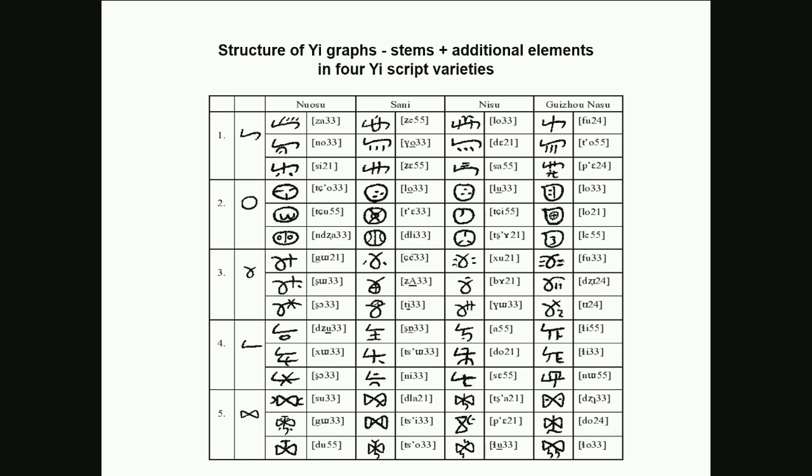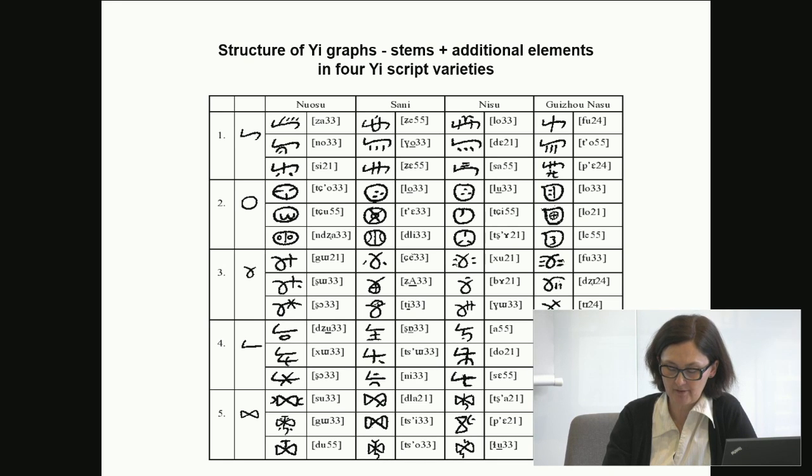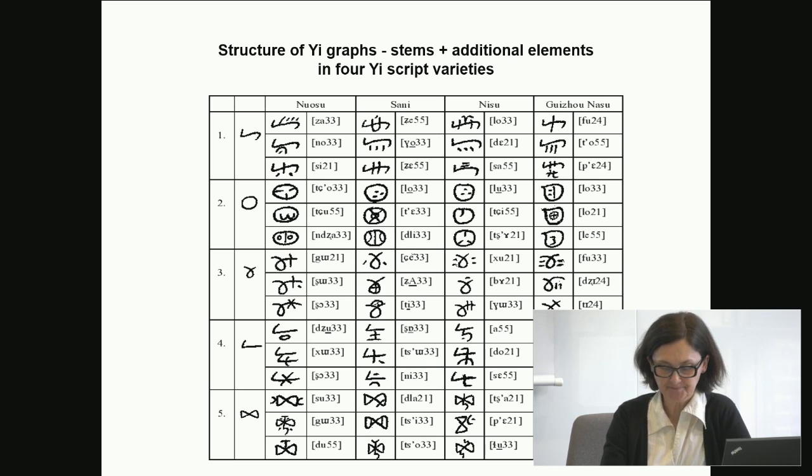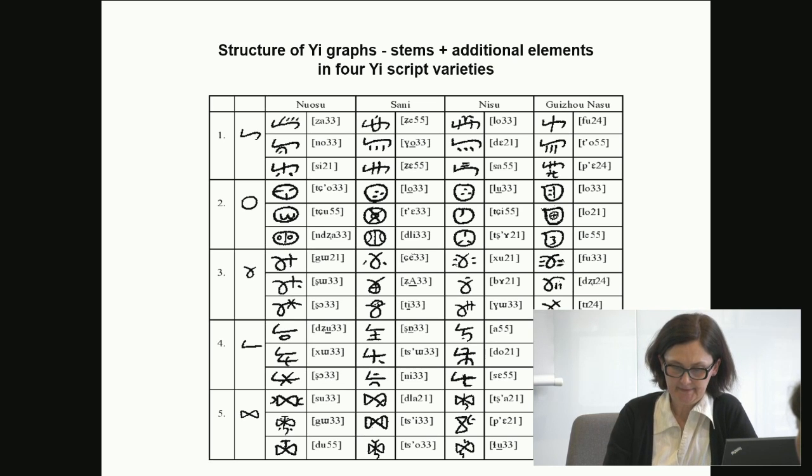Generally speaking, there is no systematic relationship between the shape of a stem or position of those additional symbols and the sound or meaning of a graph, although it should be noted that some graphs demonstrating such a relation do exist, and I will refer to that issue later in my speech. Another common feature of the traditional Yi writing is correspondence in the form of a number of graphs that can be found in all Yi script varieties.